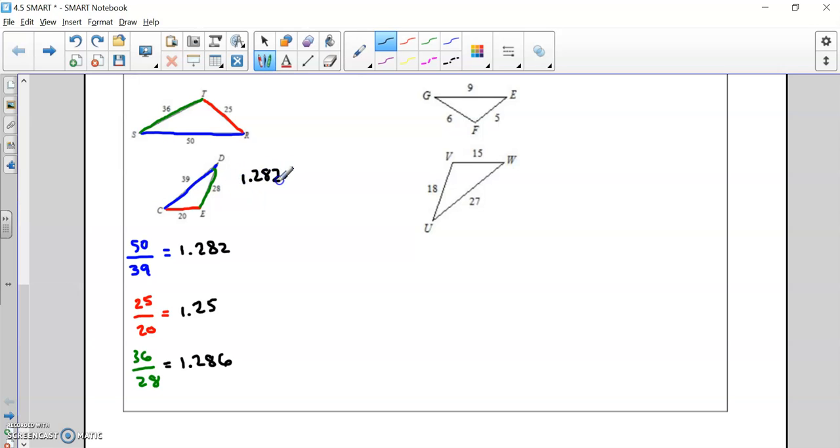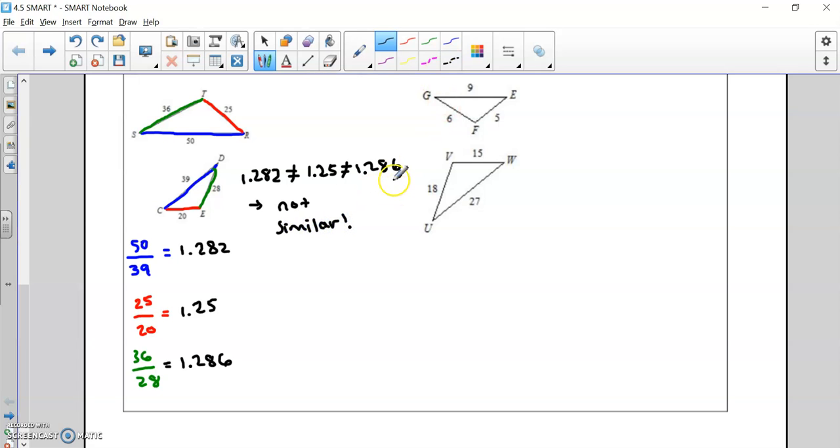Okay, so you realize that all of these are really, really close, but because they're not equal, we do not have similar triangles. They needed to all be the exact same number in order for there to be similarity. So they are not similar.